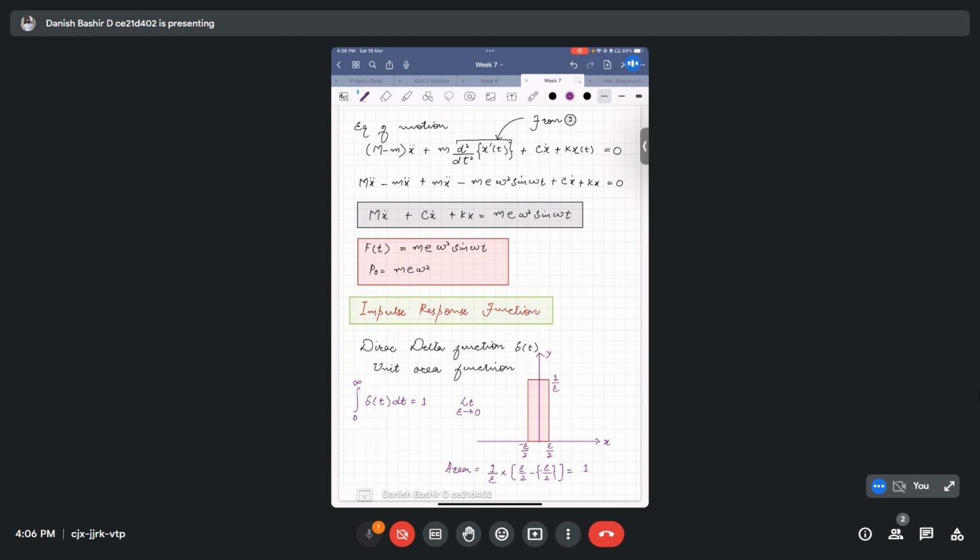So if at any point we collocate this delta function with any function f of t, and we are finding it at any point, for example a, f of t delta of t minus a dt, it will give the function value at that point. Okay, f of a, that point. So this will be like this.